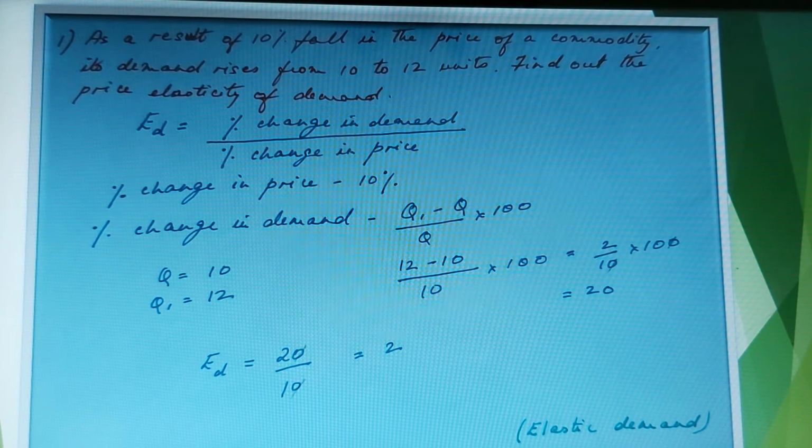There's one more thing over here. Remember that this is always negative. Why is it negative? Because the relationship between demand and price is inverse. What does inverse relationship mean? When the demand increases, the price decreases and vice versa. But we take it in absolute terms, that's why we don't write the minus value.